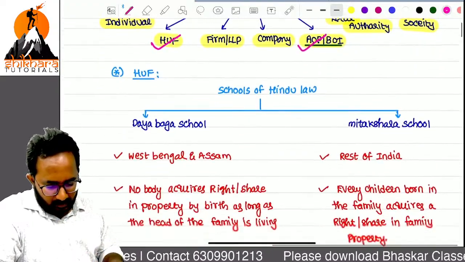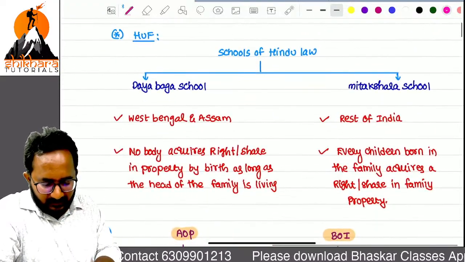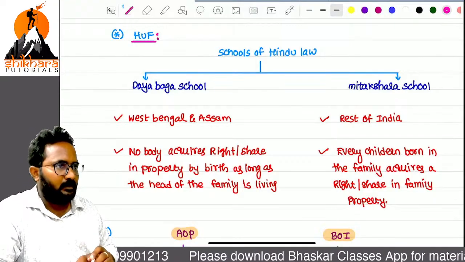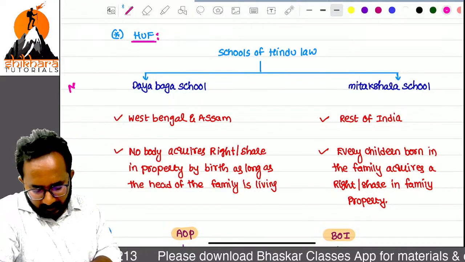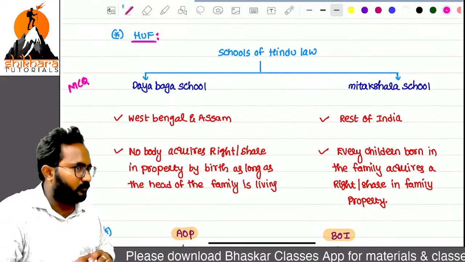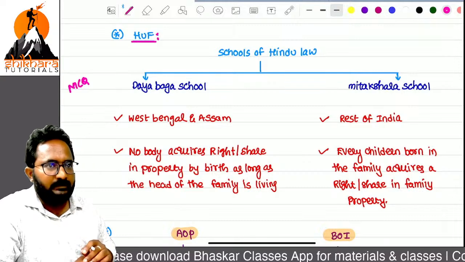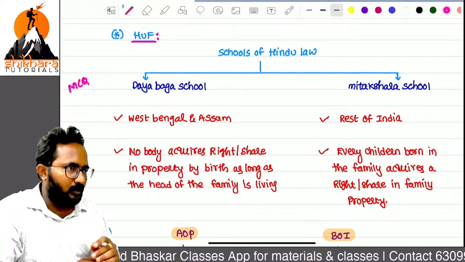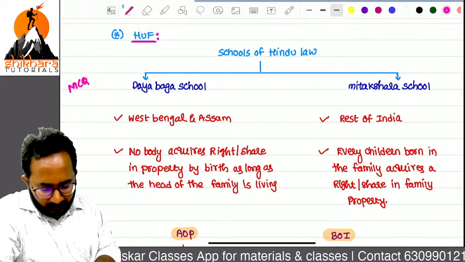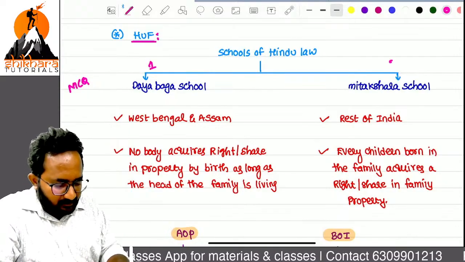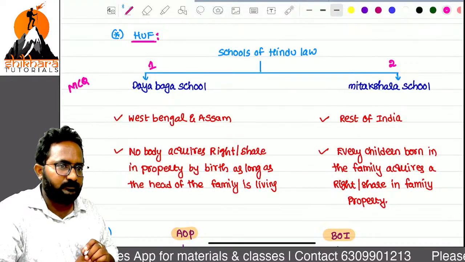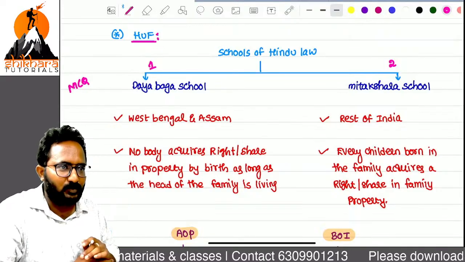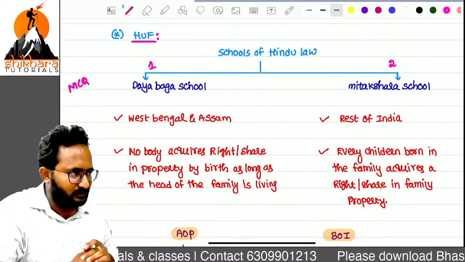Sir, a family-owned business we can simply call a Hindu undivided family. This content is important for an MCQ. Anytime you can get an MCQ from this content, that's why I have given it. For HUF, we have two laws in India. Which law should you follow? What are the two laws? Dayabhaga School of Law and Mitakshara School of Law. If you are an MEC student, you have this content in your senior intermediate level also.